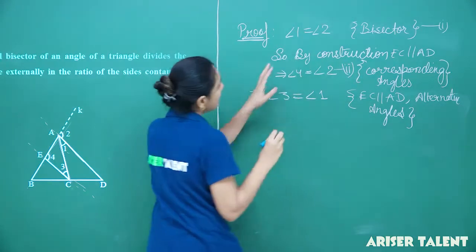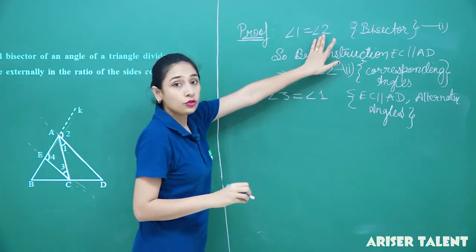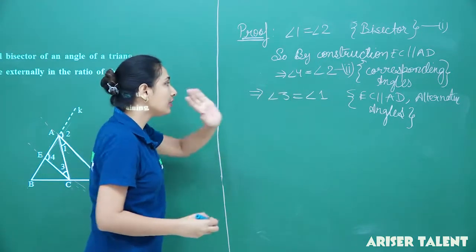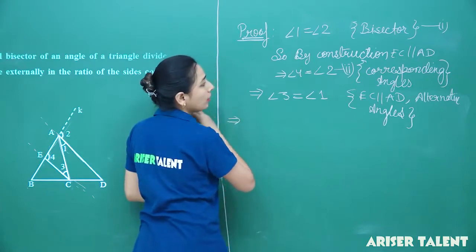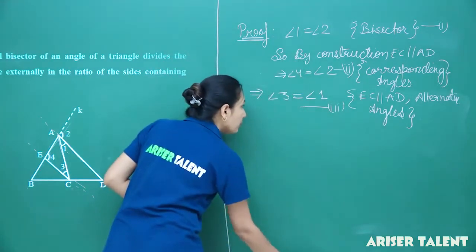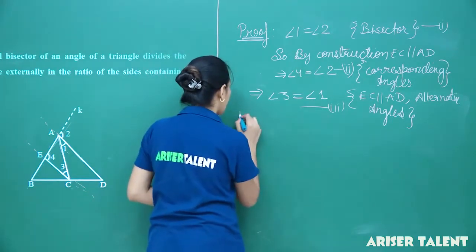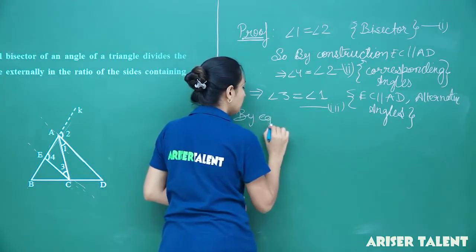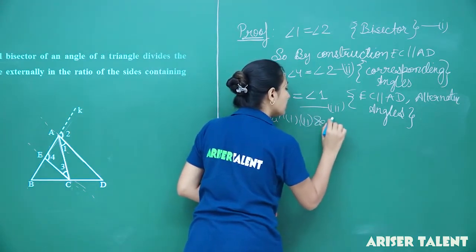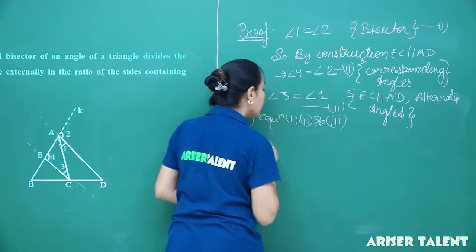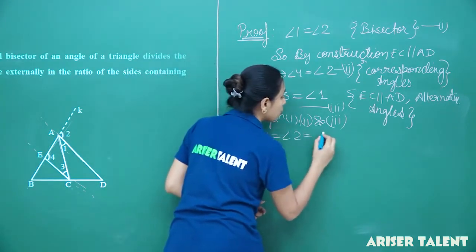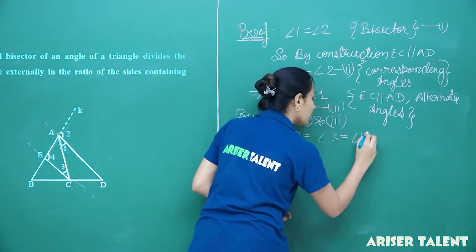So, ultimately we can say that angle 1 equals angle 2 equals angle 4 equals angle 3. So, we can conclude from equations 1, 2 and 3 that angle 1 equals angle 2 equals angle 3 equals angle 4.